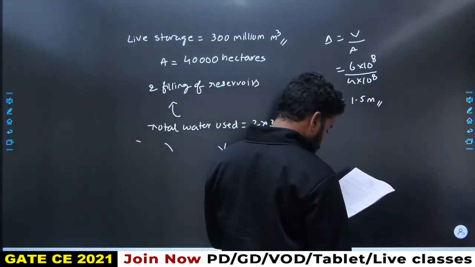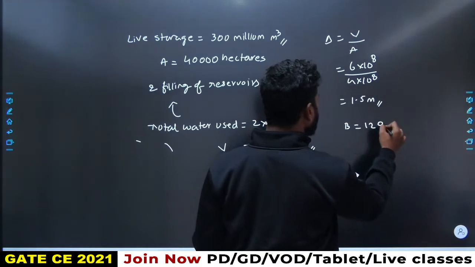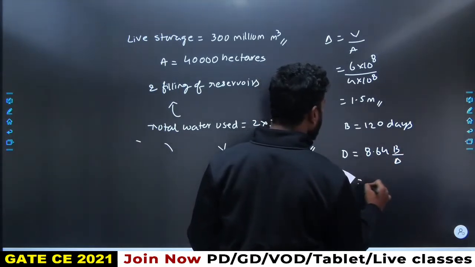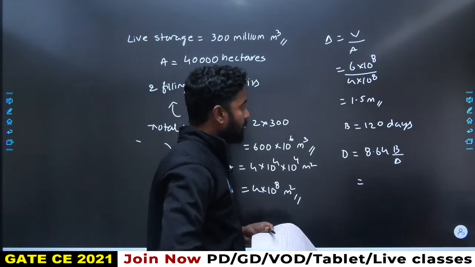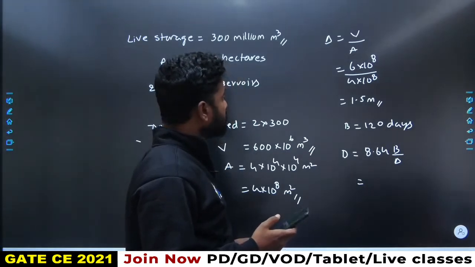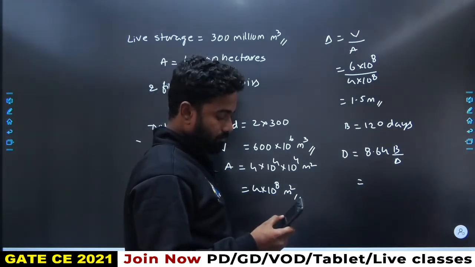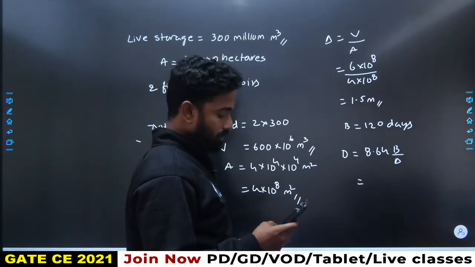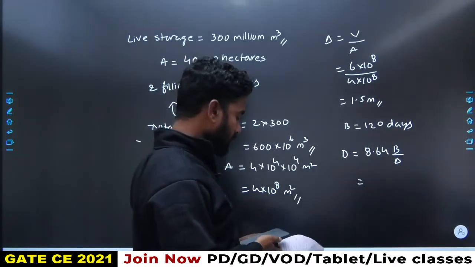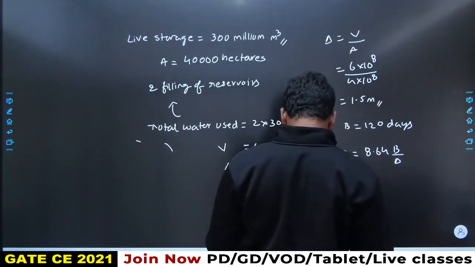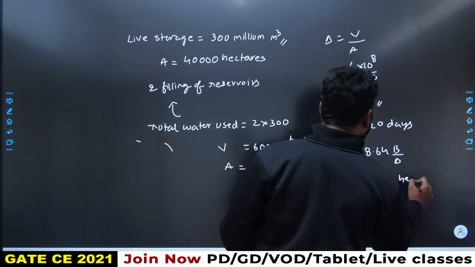Duty: the base period is given to you as 120 days. Then what is duty? Duty equals 8.64 B by delta. So, 8.64 B by delta, if I try to calculate this, 8.64 multiplied with B, which is 120, upon delta, which is 1.5. So, this is 691.2 hectares per meter cube.